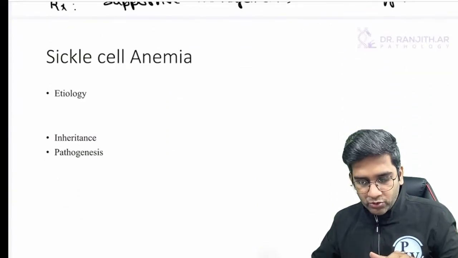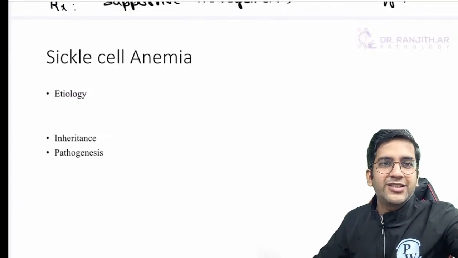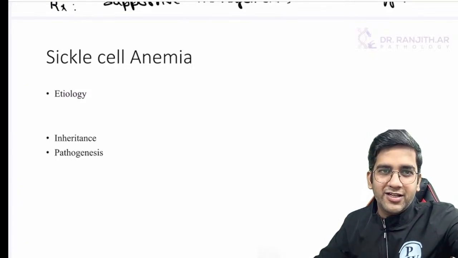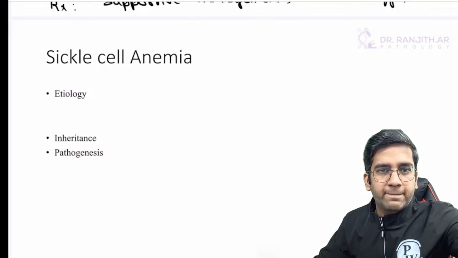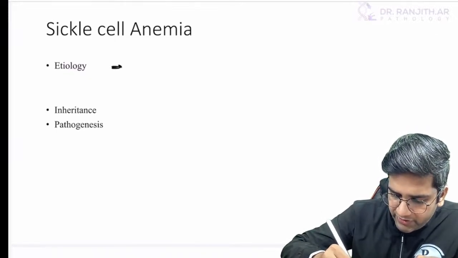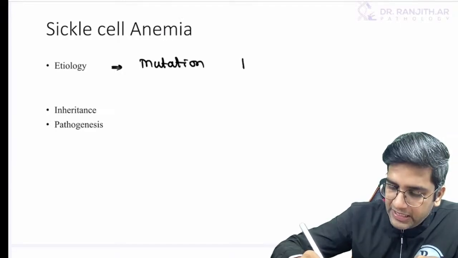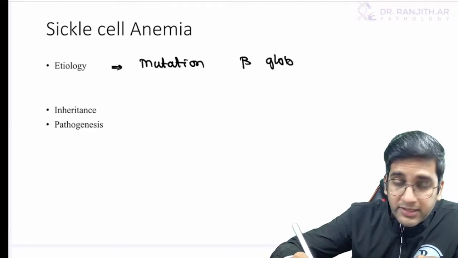Okay, next let's go to the same template, sickle cell anemia. Etiology, this is the only mutation which we have known for years, right? Okay, just give me a second. So here, etiology, what we have here is a mutation in the beta globin chain, in the 6th position.